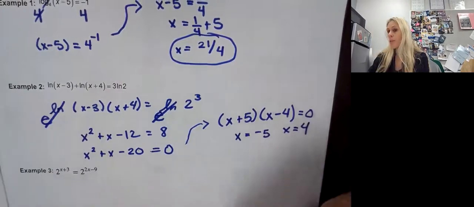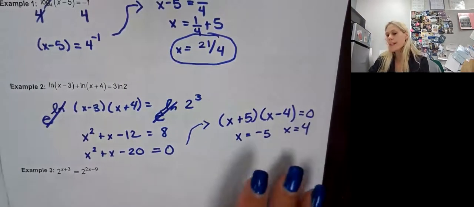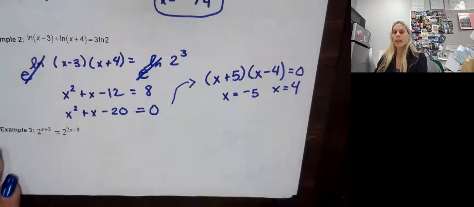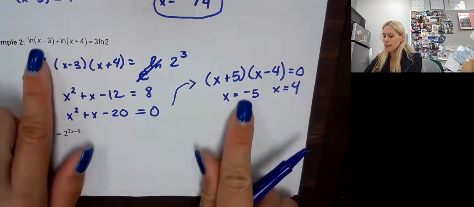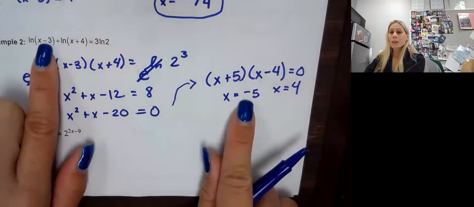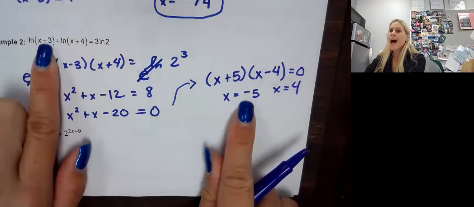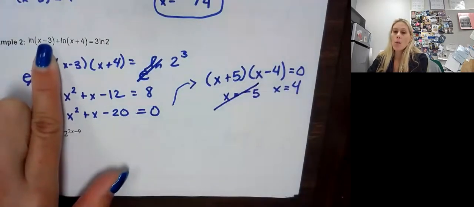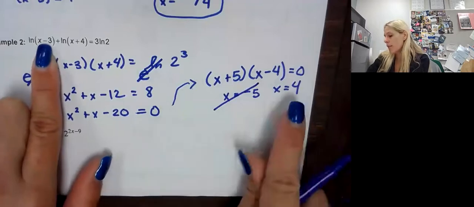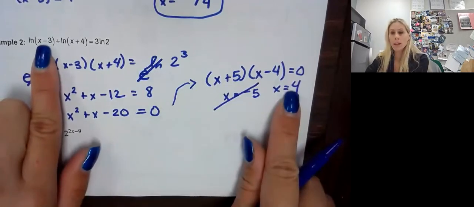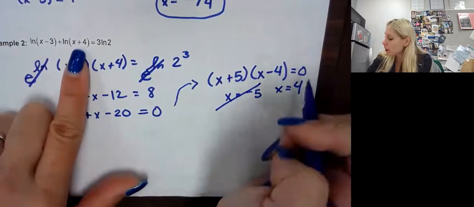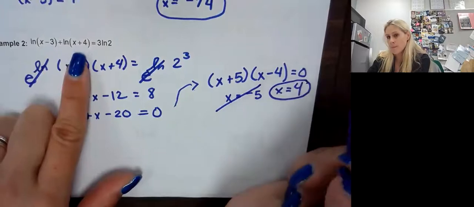Now, this is where our domain restriction comes into play. We need to make sure that both of these values work before I say this is my answer. Well, if I plug -5 in here, -5 minus 3 is -8. I cannot have ln or log of a negative number. So x equals -5 does not work. Let's check our 4. 4 minus 3 is 1, so that's good. 4 plus 4 is 8, so that's good. So our only answer is x equals 4.